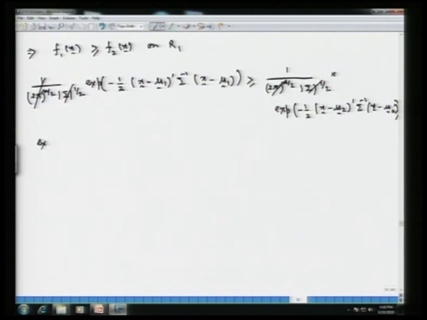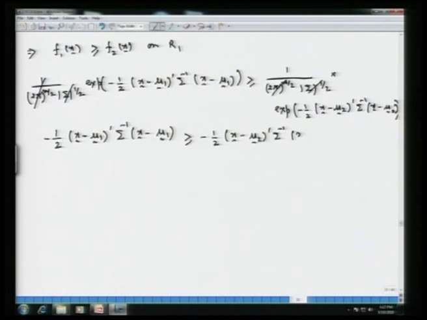We simply have the following; let us open the two exponents. One can get rid of the exponents also, that is not a problem, because we take a log on both the sides. Taking log on both the sides, what we can see is minus half (x minus mu1) transpose sigma inverse (x minus mu1) is going to be greater than or equal to the log of this particular term, which is minus half (x minus mu2) transpose sigma inverse (x minus mu2). Let us write the terms out here. This minus half can be absorbed because it is common on both the sides.